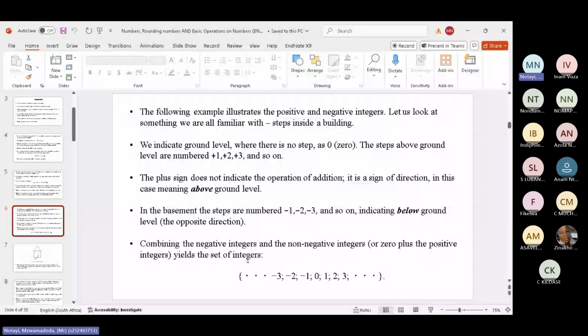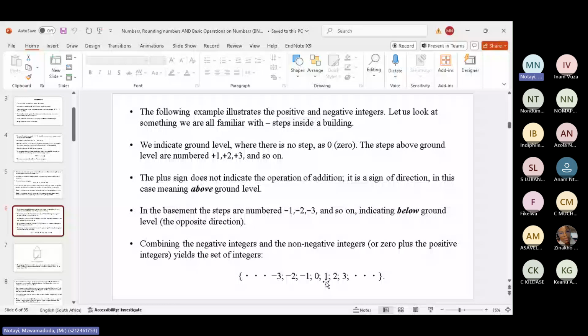Those numbers that are below 0, 0, and then negative integers or positive integers. So those numbers that are above 0. So this is called the set of integers.